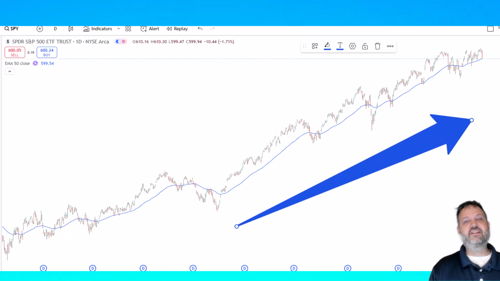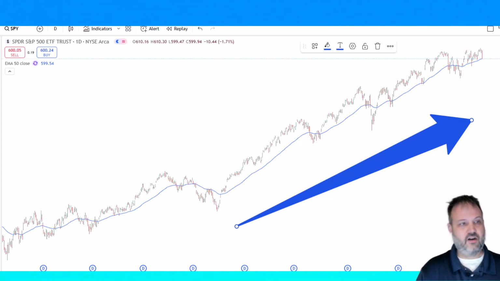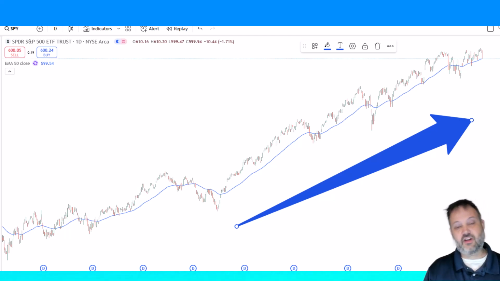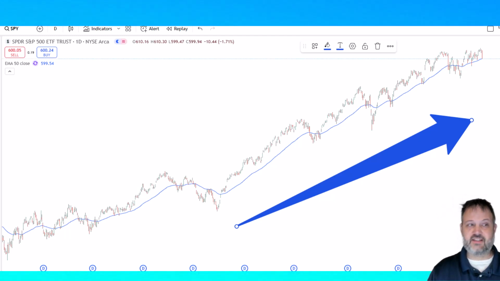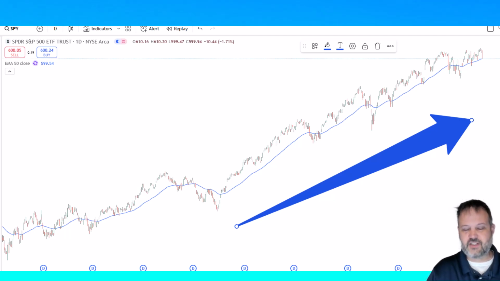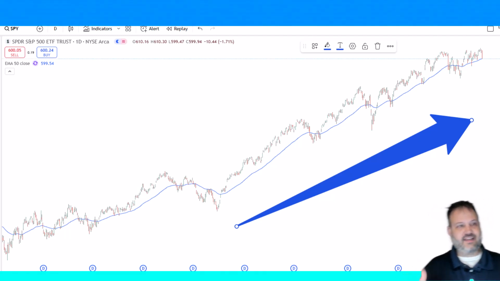Now, to increase the probability even more, we do this on stocks that are very strong, right? Very bullish, high-powered stocks like the S&P 500. You can see that if we look at a long-term chart, monthly charts, the S&P 500 goes up most of the time. And so that, again, increases our probability.